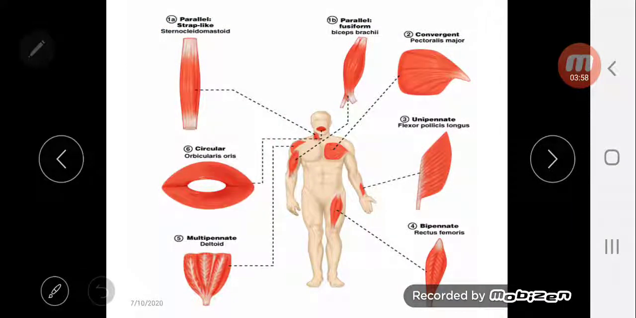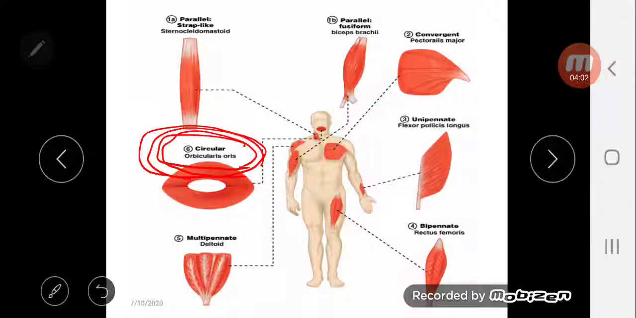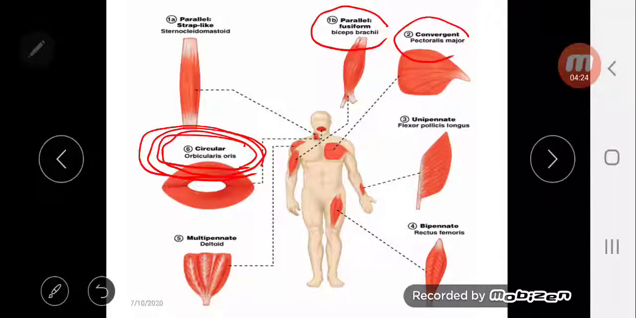We have also a circular direction of fibers like orbicularis oris, which is the muscles around the mouth, and we have parallel fusiform like the biceps brachii, which is located in the arm, and convergent fibers like the pectoralis major, which is located in the pectoral area.